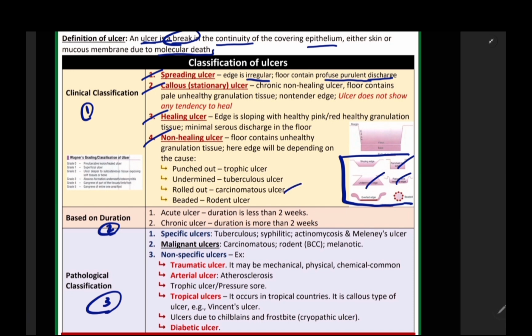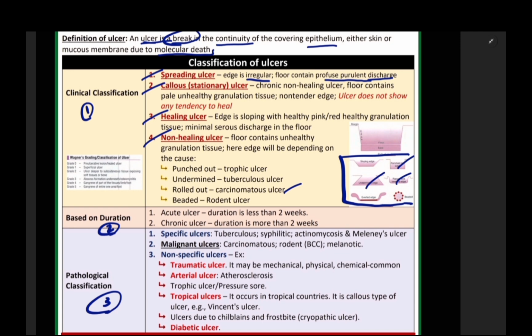carcinomatous ulcer. So based on duration, whether it's acute or chronic, acute means less than 2 weeks, chronic means greater than 2 weeks, it takes time to heal. So based on the time it takes to heal, we classify them into acute and chronic. And in pathological classification there are only three: specific, non-specific, and malignant. Specific means it occurs by a specific organism. For example, tuberculosis by the Mycobacterium tuberculosis, and syphilis by the Treponema pallidum.